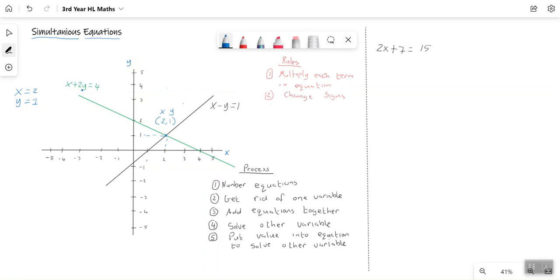With these two equations, it's called simultaneous because they have the same x and y values. For example, at this particular point, the x and y value for this line here is 2, 1. And then the values for x and y for this equation here is also the point 2, 1. So in other words, they have the same x and y value. So they're what are called simultaneous equations.